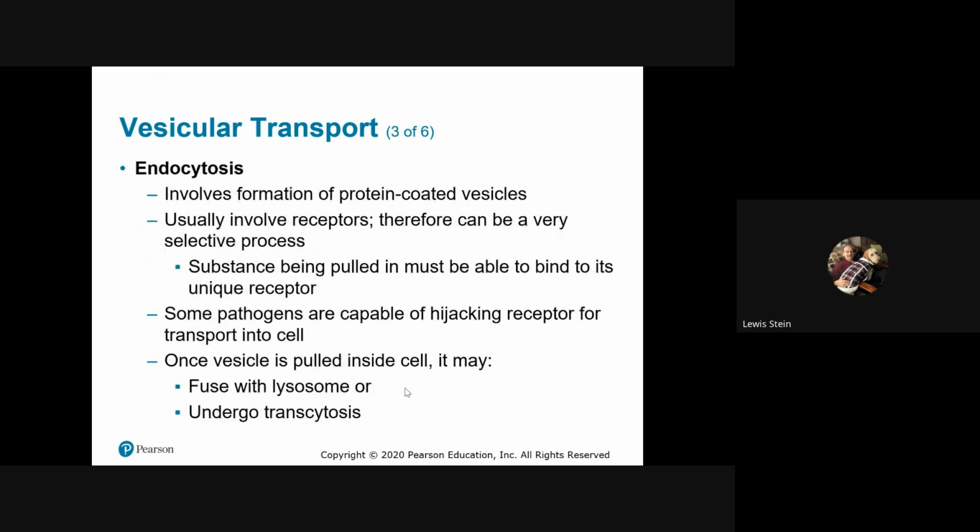Okay, endocytosis, bringing it in, formation of, and again, this is where the receptor mediated kind of overlaps. Most of the vesicles have different kinds of proteins in them anyway, and they function as receptors.